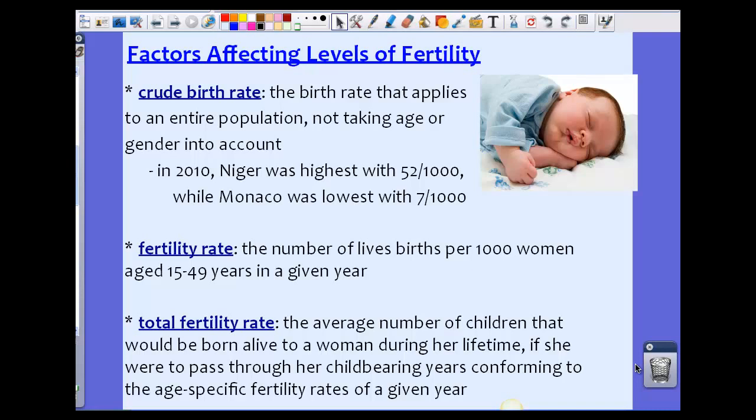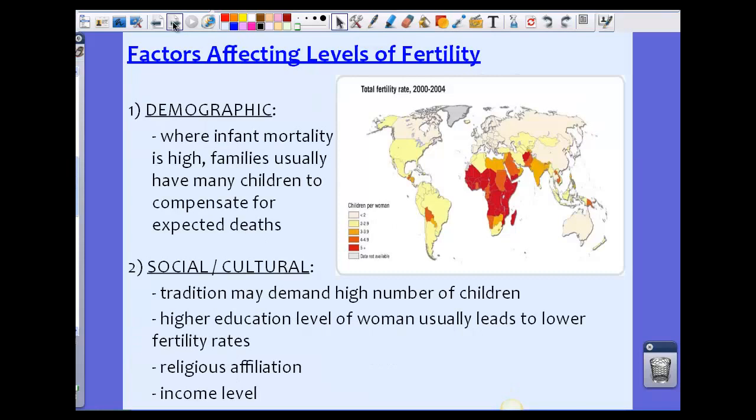More often than not, we use the fertility rate to decide exactly the population rate of a country. Now remember, fertility does not necessarily mean that a woman can or cannot conceive. Fertility is just another term for birth rate. Now we're going to talk about 4 factors that actually affect the levels of fertility in a population. The first one is the demographic factors.